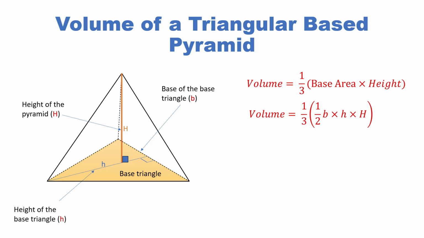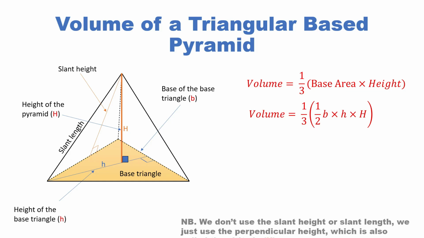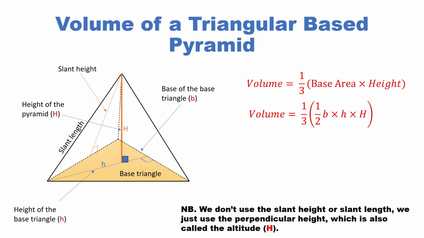But before we move to our example, I want to mention some other parts of the triangular-based pyramid. If we add another height on the triangle on the side, this is called the slant height, and also the lines which come from the apex to the base triangle are slant lengths. But take note that we don't use the slant height or slant length, we just use the perpendicular height, which is also called the altitude, when we calculate the volume. Now let us do our example.